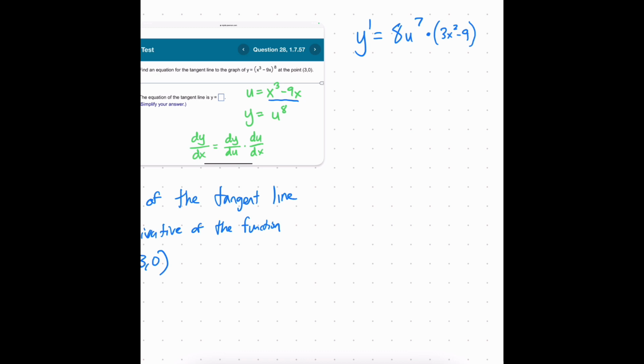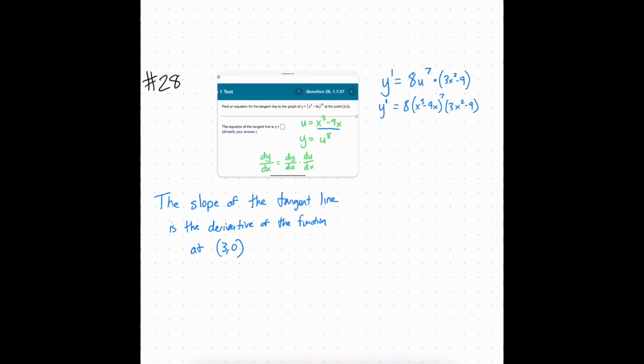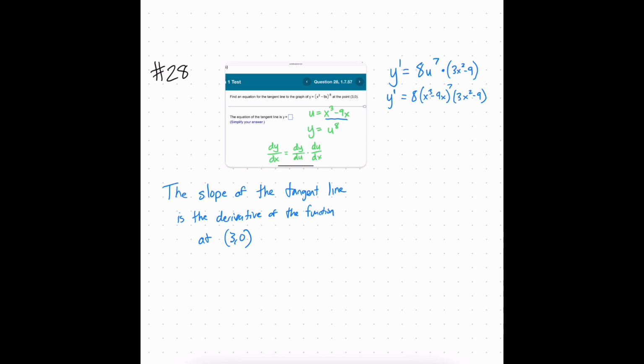Okay. Of course, I want this all back in terms of x, so I can rewrite this, substituting u equal to x cubed minus 9x. So I get 8 times (x cubed minus 9x), all raised to the 7th power, times (3x squared minus 9). Okay, so there's my derivative. I've successfully got my derivative. And then let's come back to what we said before. The slope of the tangent line is the derivative of the function at my specific point. Okay, so at (3, 0).